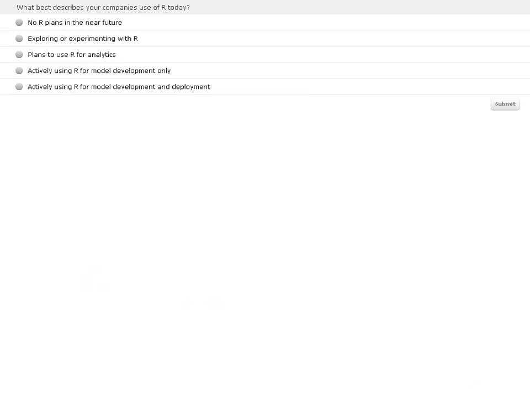What best describes your company's use of R today? No R plans in the near future? Exploring or experimenting with R? Plans to use R for analytics? Actively using R for model development only? Or actively using R for model development and deployment?